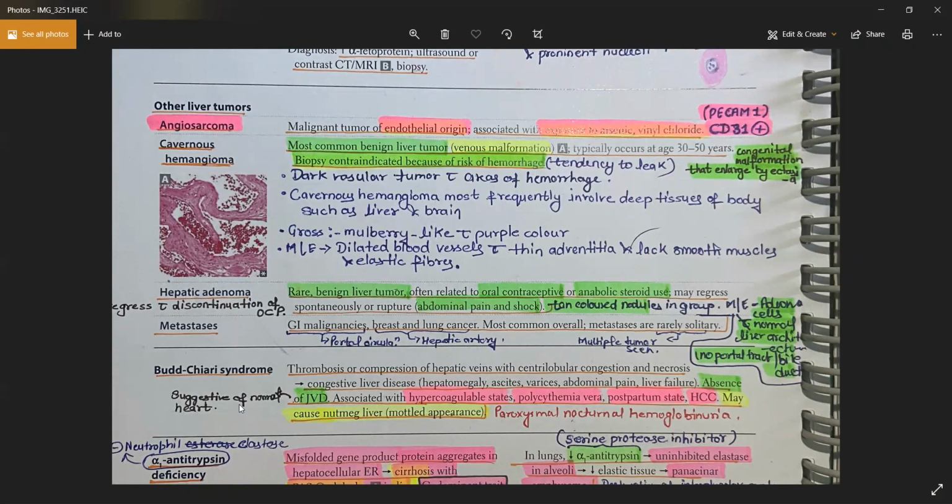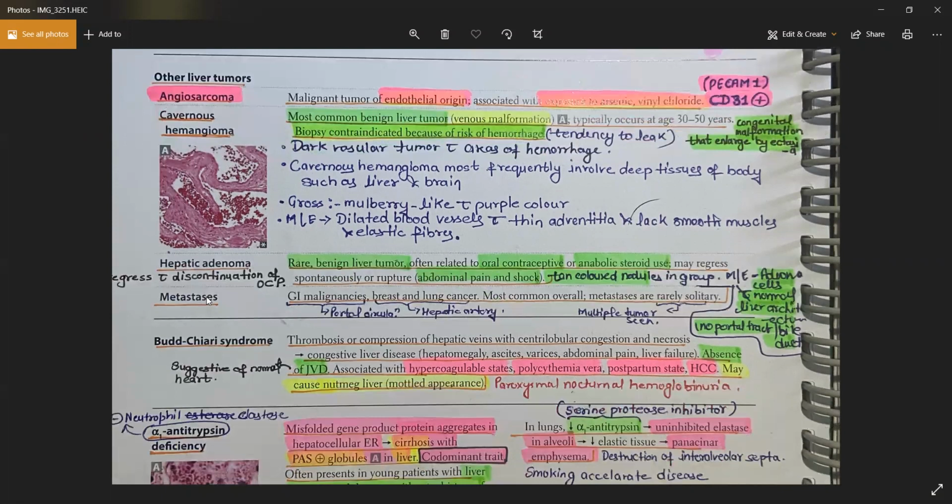Then the metastasis we have discussed. Metastases are secondary tumors, and they are more common than the primary ones. The most common site of origin is your colon, and the metastasis generally happens because of the portal circulation from the GIT. Every tumor will reach the liver with the help of portal circulation. From the liver, it will enter the hepatic vein and then the systemic circulation. So these are about the GI malignancies.